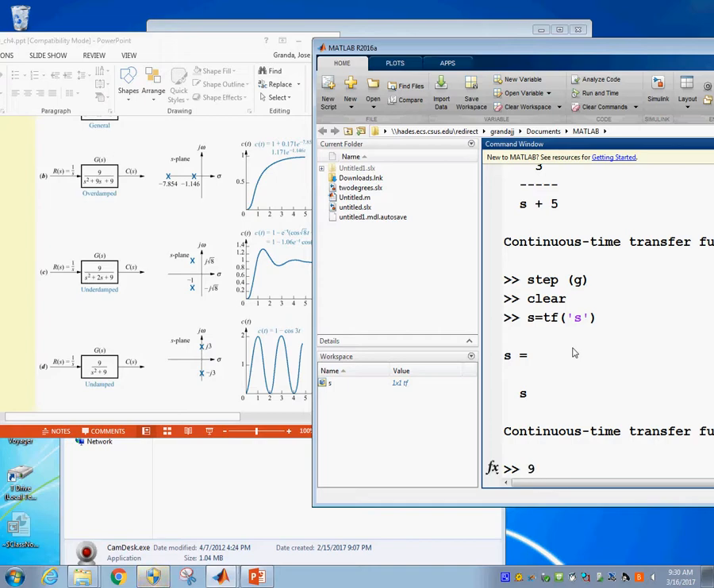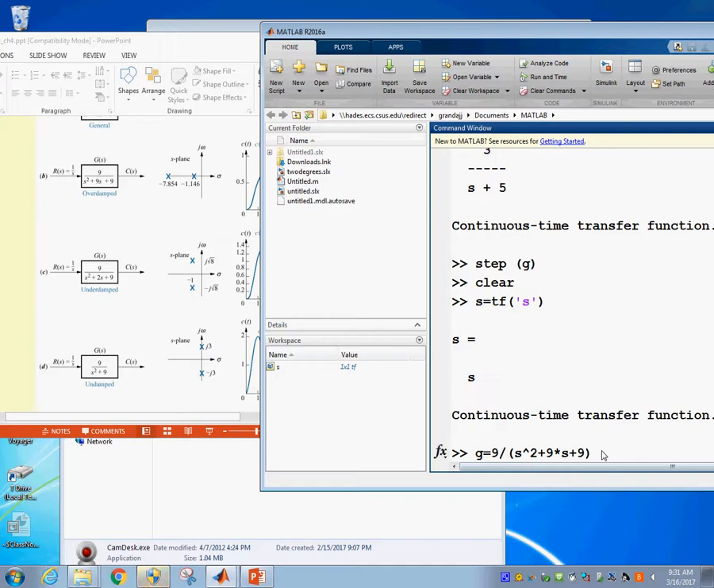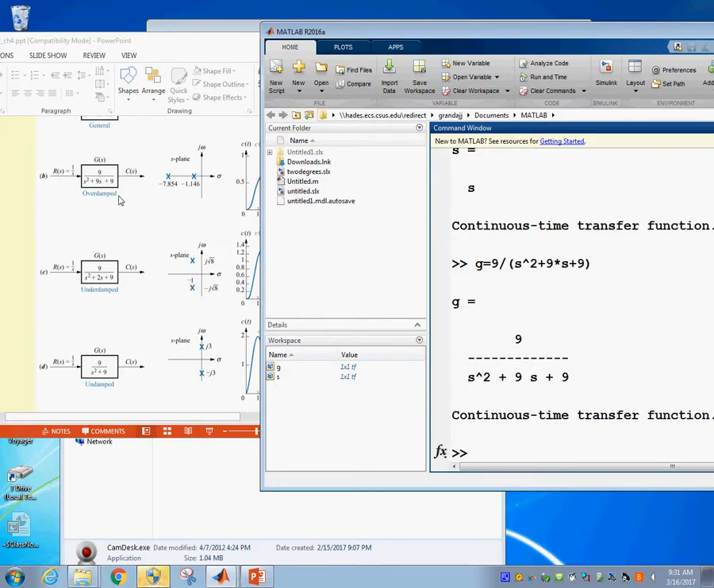So I say divide 9 by, I like parentheses to make sure that we don't mess up, s squared plus 9s. You have to put the 9 times s, because the computer doesn't understand implied multiplication. Then you have plus 9. If you do this, you are going to find that the transfer function g in this case is equal to this. When I click return, the computer produces the transfer function exactly like it's in here.